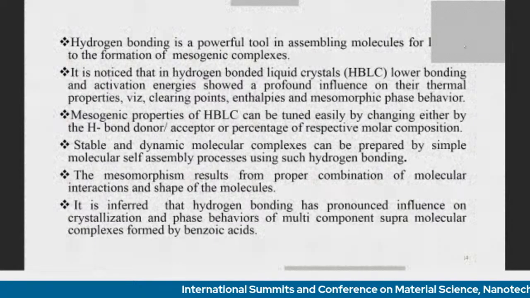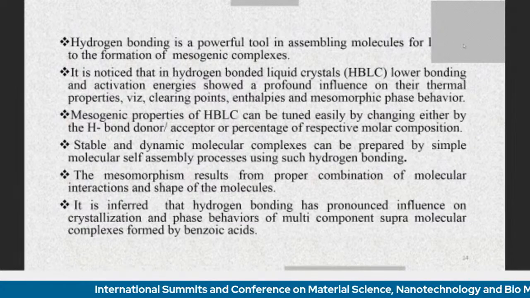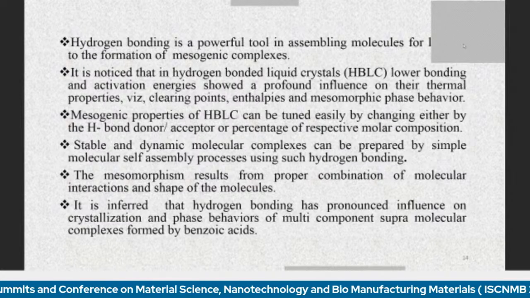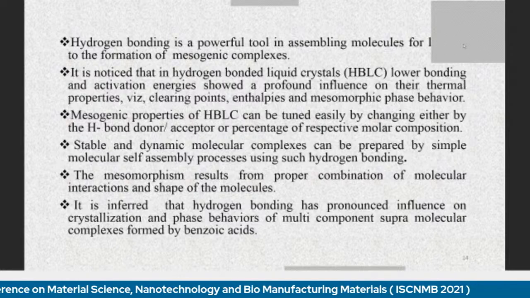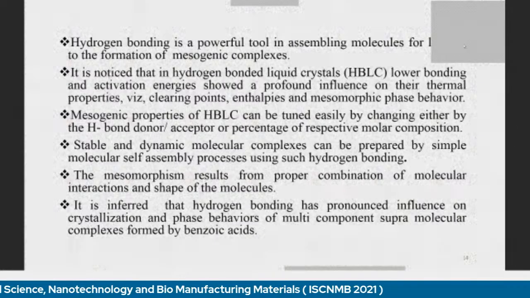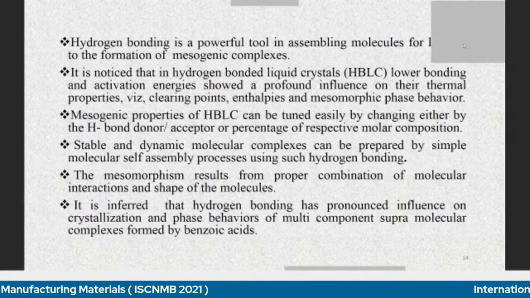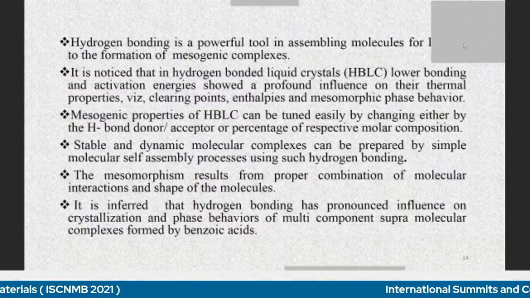So stable and dynamic complexes can be achieved by means of this hydrogen bonding, and mesomorphism results from a proper combination of molecular interaction and shape of the molecule. So we should be particular in choosing the ingredients and fine tuning the environmental conditions to attain the phase polymorphism exhibited between the ingredients.